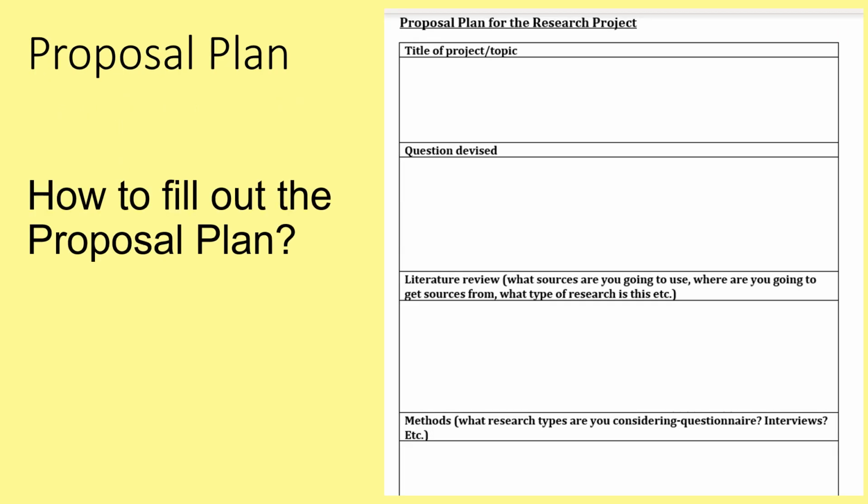books and things. Another document that needs to be completed for the research project is a proposal plan for the research project, which requires the title of the project and the topic, questions devised, literature review, what sources am I going to use for my research, which books, which websites, which scholarly articles, and then also I need to think of different methods of data collection. How exactly am I going to collect the data?